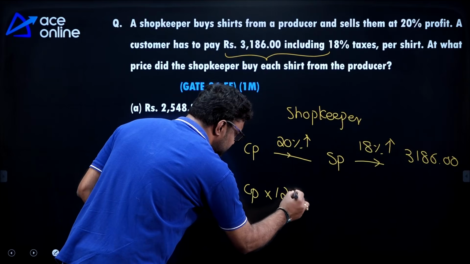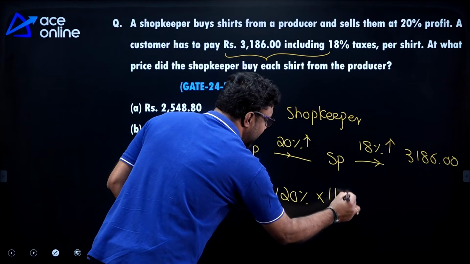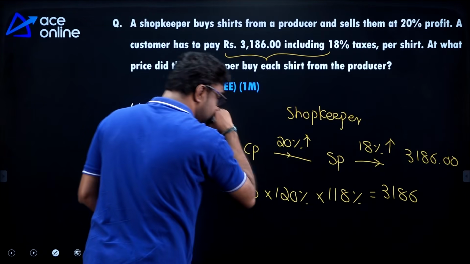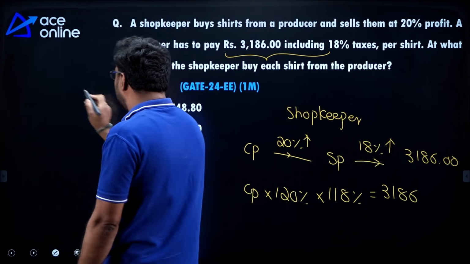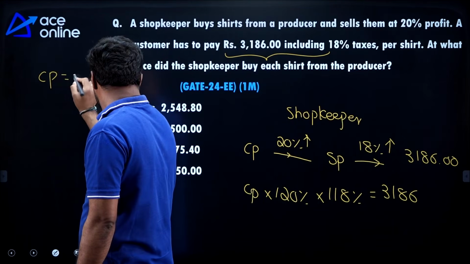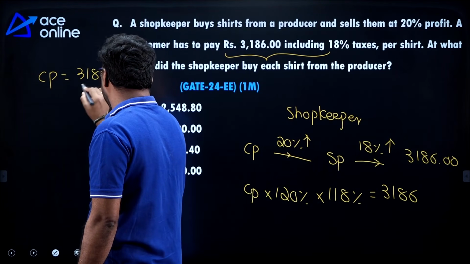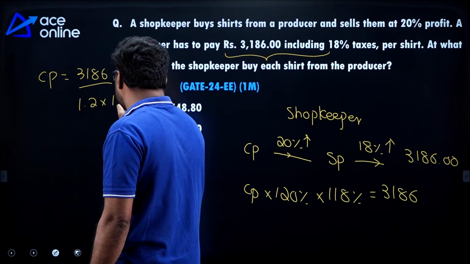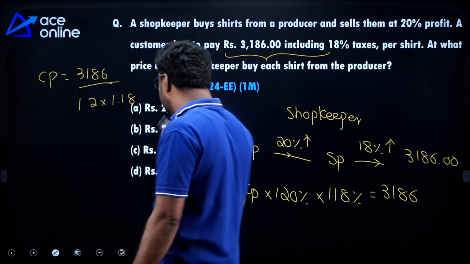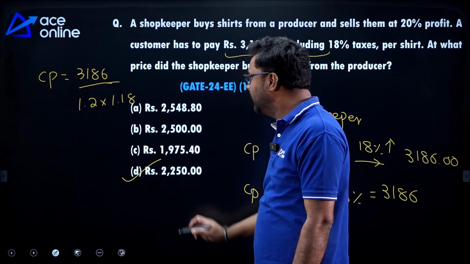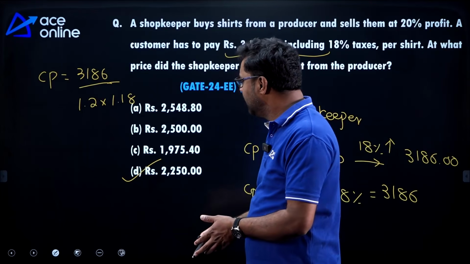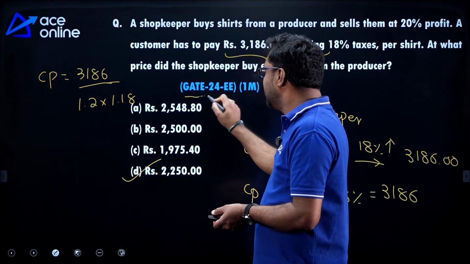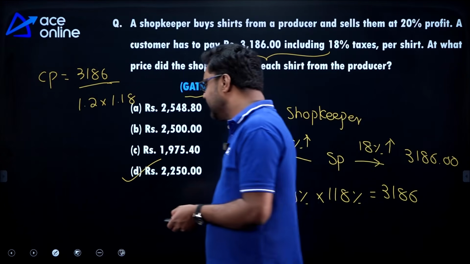120% into 118% is nothing but 3,186. So here we have to divide. If you want to find the cost price, 3,186 divided by 1.2 and 1.18, since 120% means 1.2 and 118% means 1.18. As it is given in GATE, we can do the calculation. Hope you get 2,250 with that. You can do that division as a virtual calculator is allowed in GATE, so you can do the calculations easily.